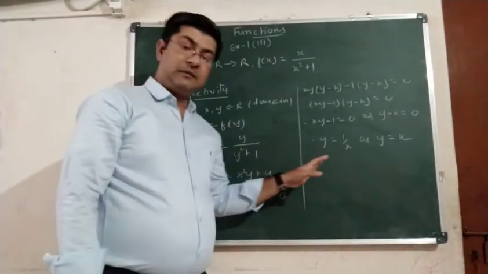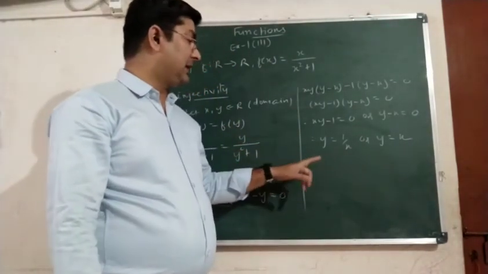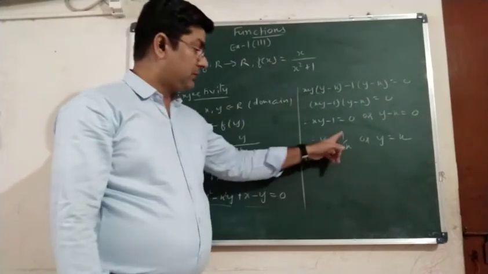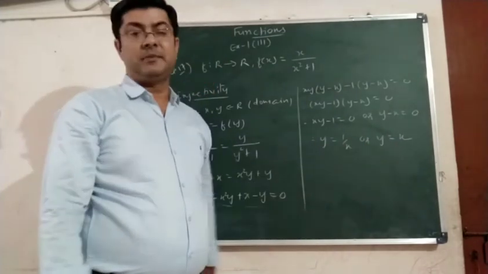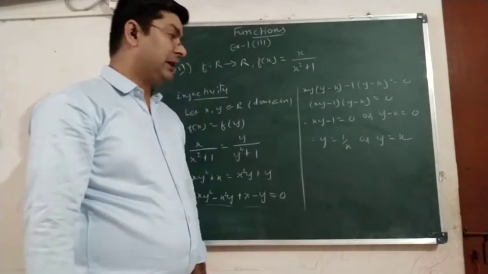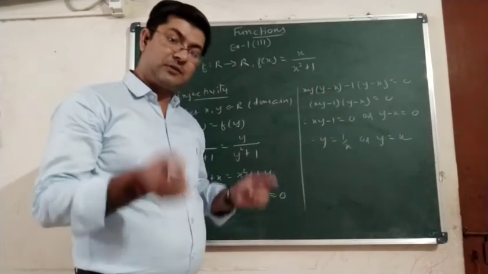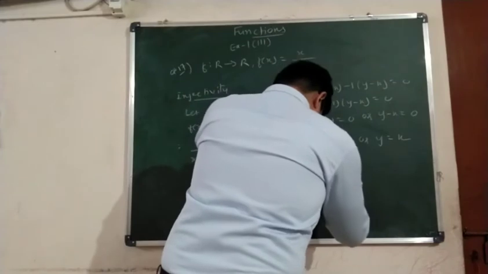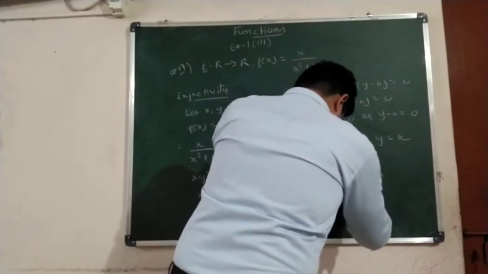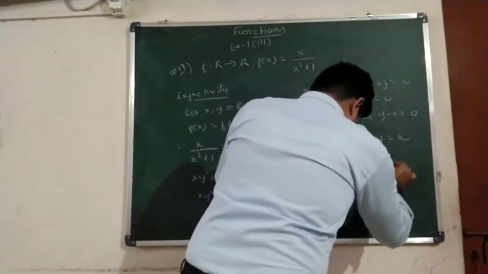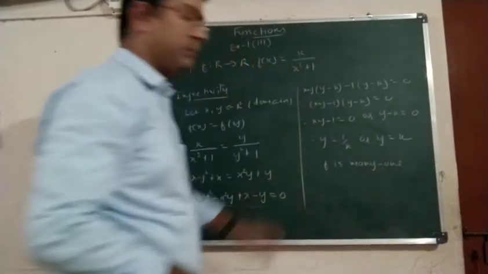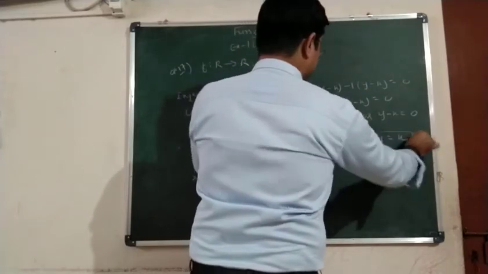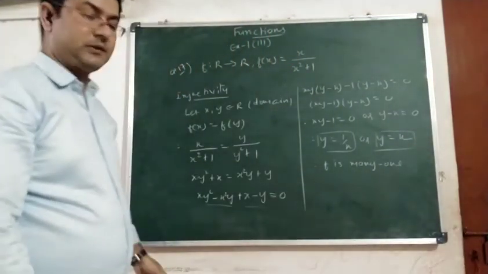What does this mean? This means that for the two different elements in the domain, 1 by x and x, we have the same image y in the codomain. It means two different elements have the same image, so this is a many-one function, and therefore f is many-one, or it is not an injective map. Please note down this. Then we will discuss the surjectivity.